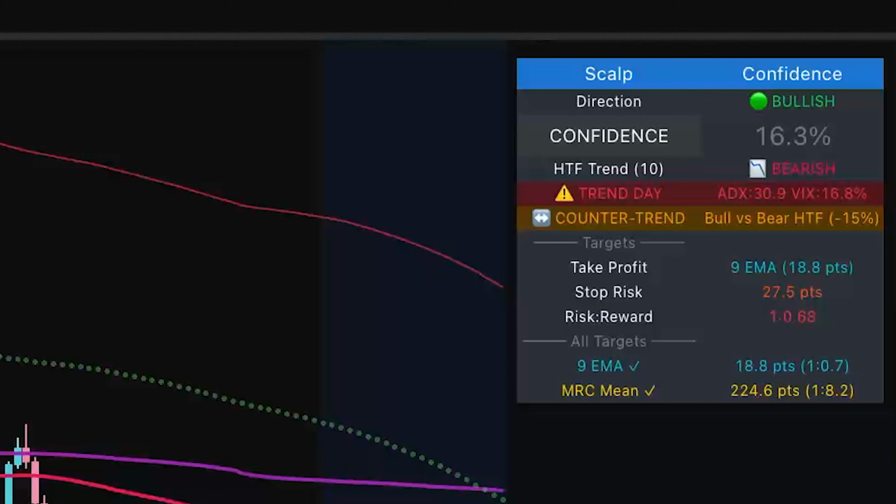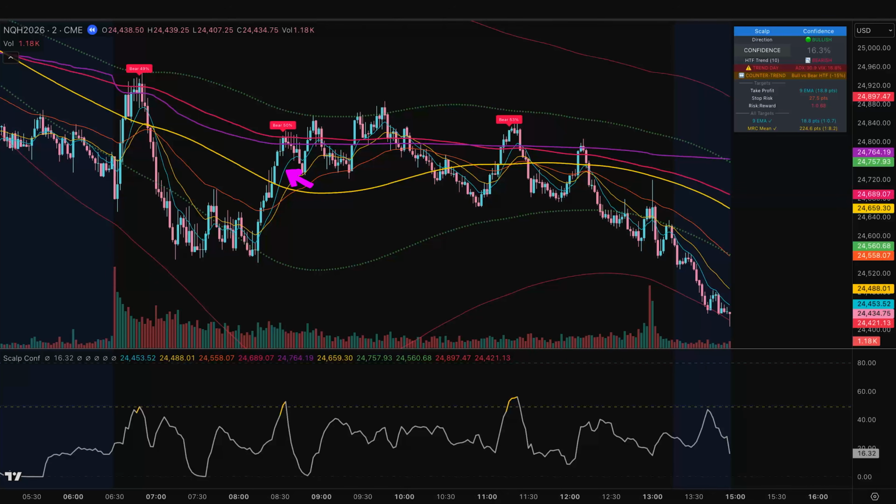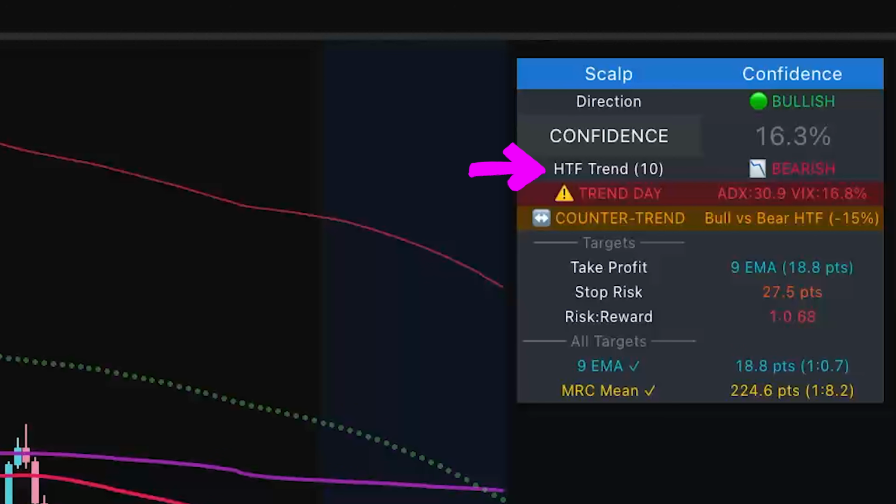The confidence score is basically a weighted blend of extension, exhaustion, and context. It measures the distance from the 9 EMA, VWAP deviations using standard deviation, distance from the mean reversion channel MRC, the median, and the bands. And also it measures how many key levels price action has gone through recently. Next you have HTF trend, which stands for higher time frame trend, and it's set to 5 minutes by default, but I have mine set to 10 minutes, and I'll show you how to change that later.